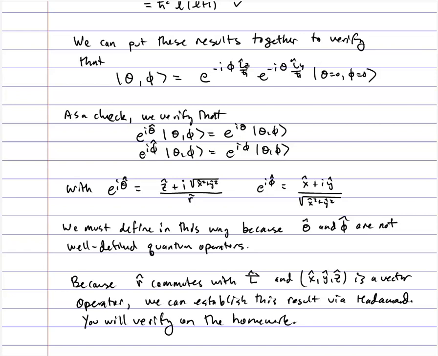Now, because the radial operator r hat commutes with all components of the angular momentum operator. And remember here, r is not a unit vector. R is the radial operator, the square root of x squared operator plus y squared operator plus z squared operator.